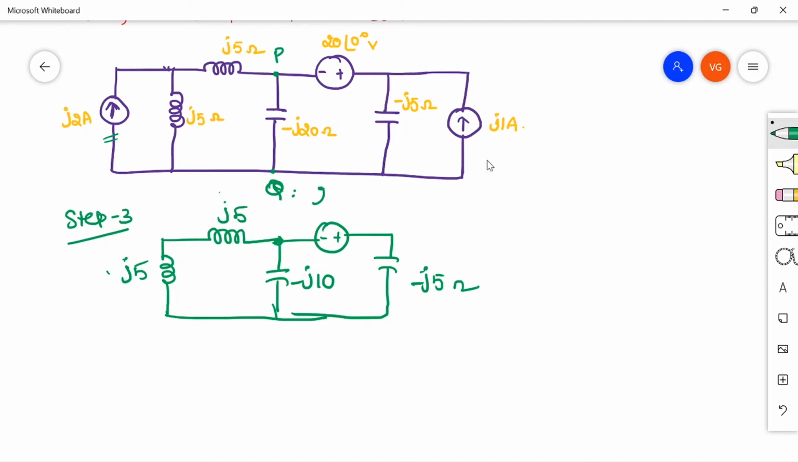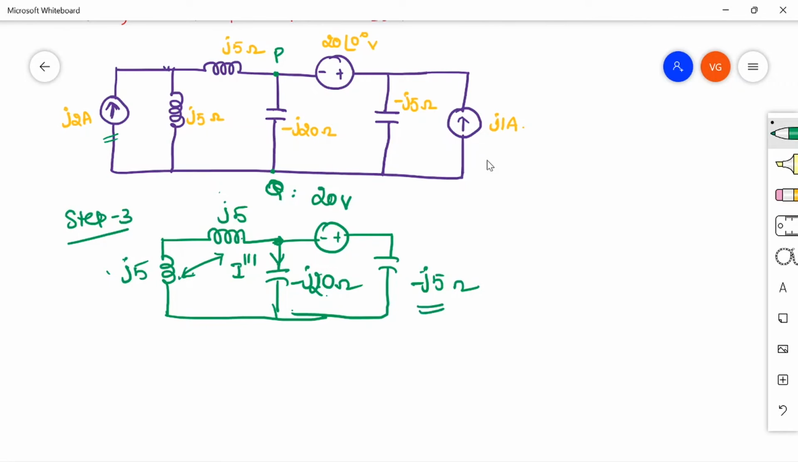Again this circuit is simple here. We have to find out the current, that is I triple dash, that is flowing through minus J20 ohm because of this 20 volt source. So for that we have to find out the equivalent circuit. Again these two are in series, so J5 and J5 are in series.